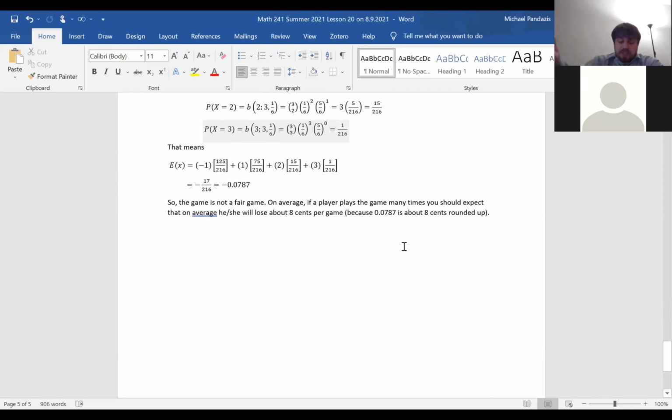Okay, so those are the possible values of capital X. You find the probability of X having each of those possible values. That gives you the probability function of capital X. You use the probability function of capital X to get the expected value of capital X, which is the sum over all possible values of x times f of x. The game is not fair because the expected value of the game is not 0.